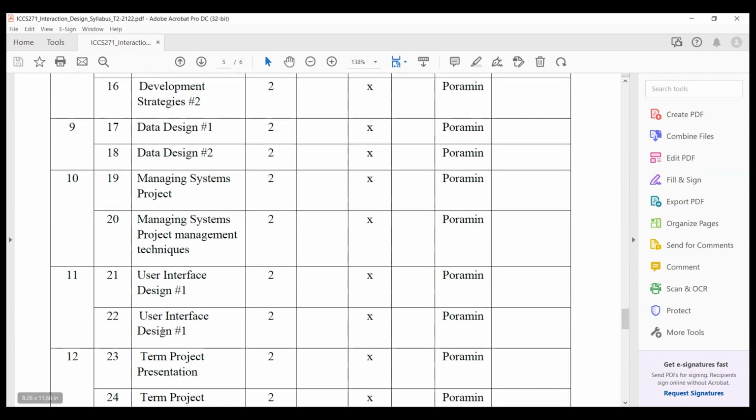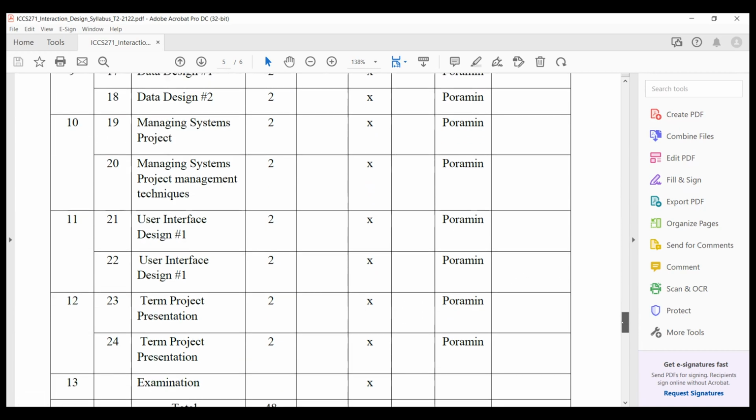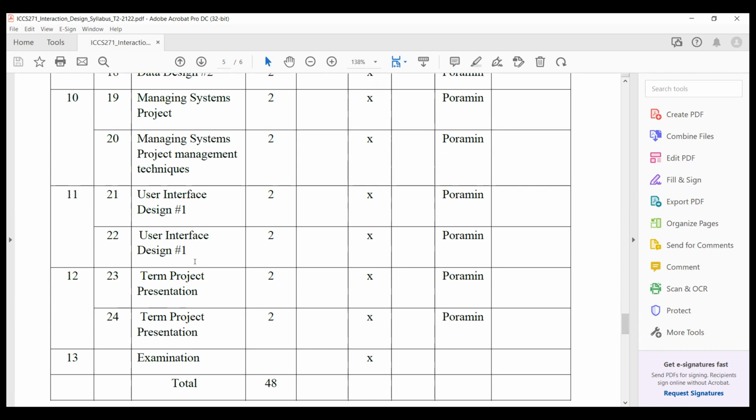Okay, actually it should be lecture 22, user interface design part 2. And after that, in week 12, that is the last week of this term, we will have term project presentation.